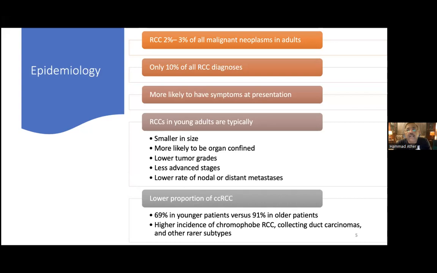What is the proportion of clear cell carcinoma? We know that clear cell carcinoma is the commonest type of adult renal cancer. It is also the commonest tumor seen in the young adults, but its proportion is relatively less. So about 90% of older adults have clear cell carcinoma, whereas about 70% or even less have clear cell carcinoma. So there are so many other varieties of cancers. We do see a relatively higher proportion of chromophobe RCC, collecting duct carcinomas and other rarer types of cancers that we will talk about.